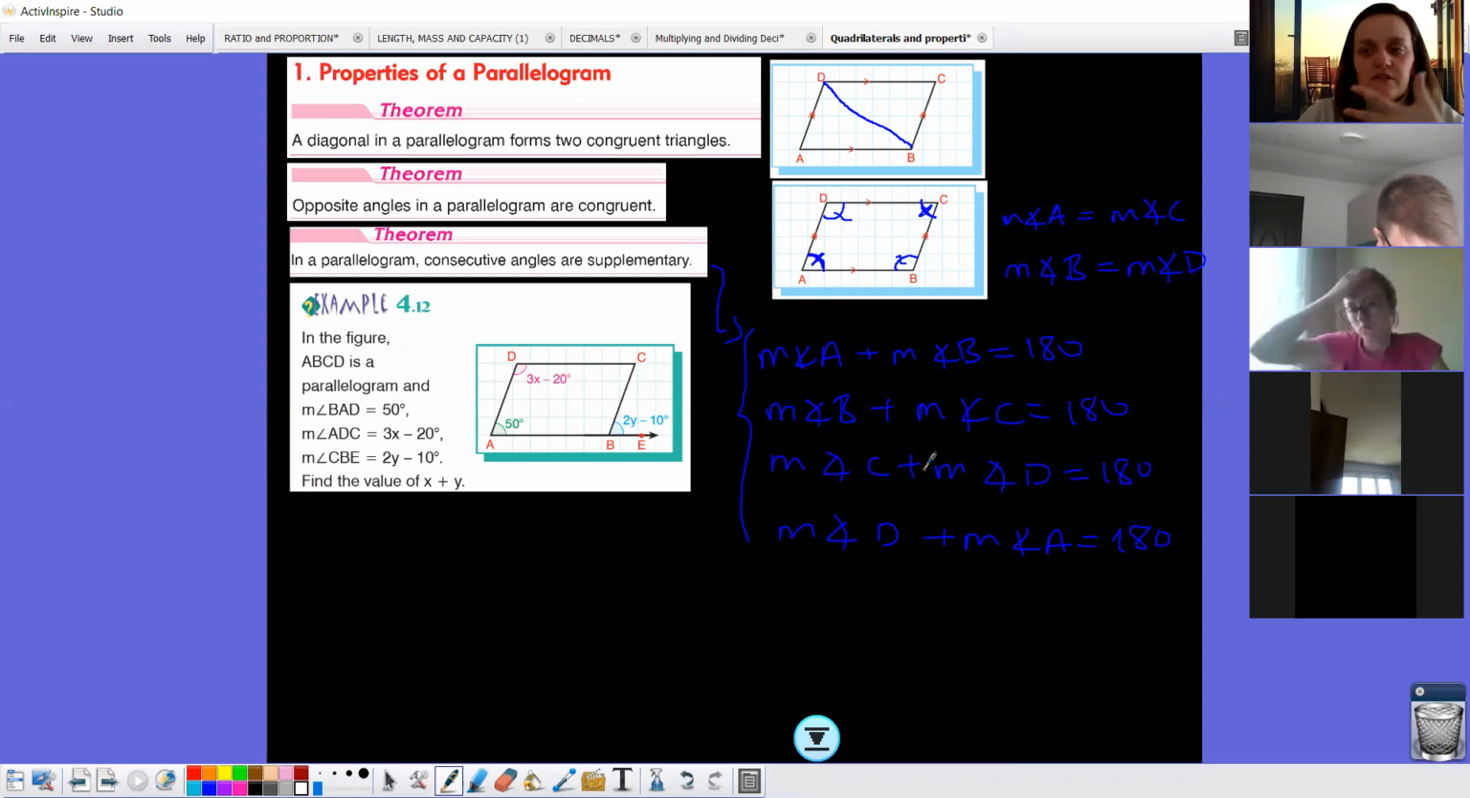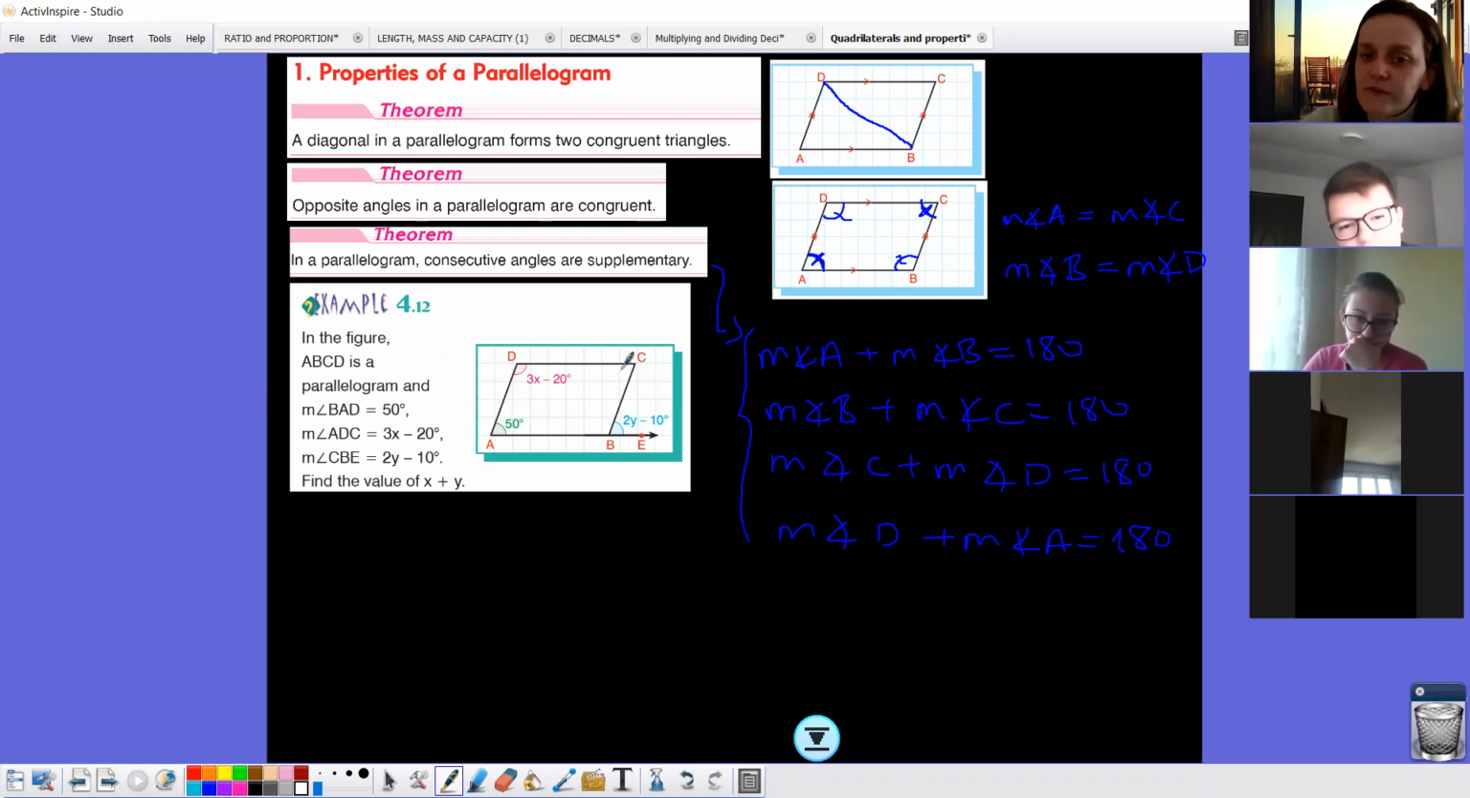Now, firstly, what is your idea? What can we do? Teacher, 3x minus 20 plus 50 is equal to 180. And teacher, we can also say that 180 minus C is 2y minus 10.